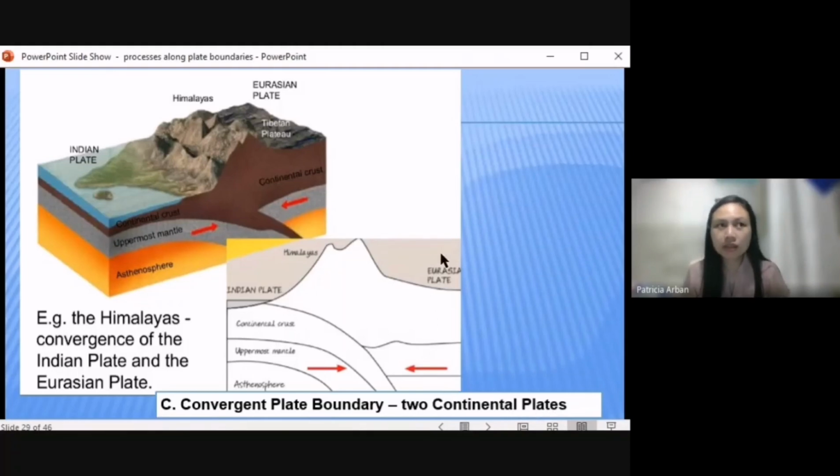So, kanina parehas na dense, ito naman parehas na less dense. So, as you can see here in the picture, parehas sila ng continental crust or continental plate. Mapapansin niyo dito may water na, kasi yung continental crust dito, ito lang maliit. Ayan, which is the Indian plate. And then this one is the Eurasian plate. Ayan. What have you noticed?